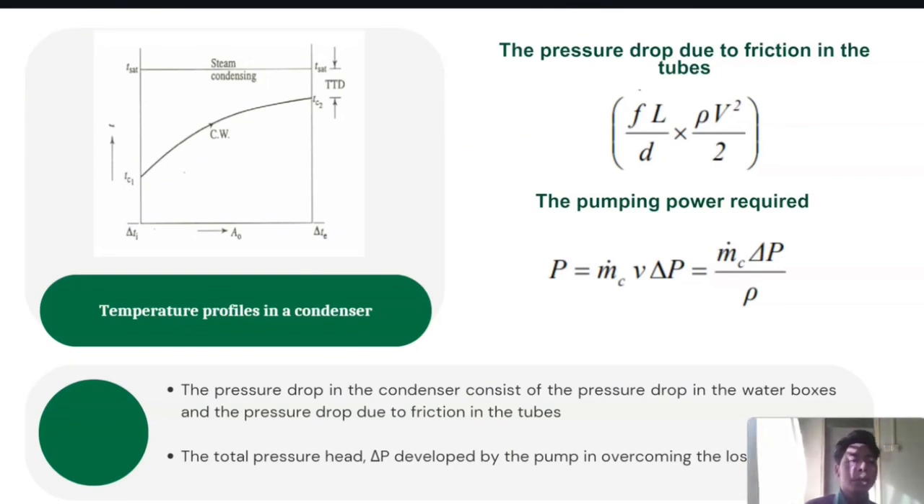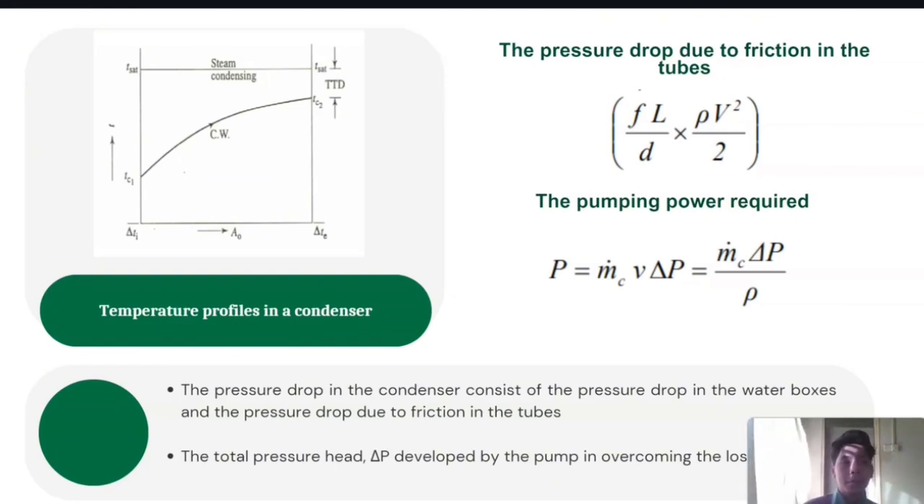As you can see, this formula is derived from the principle of fluid dynamics, specifically the Darcy-Weisbach equation. Moving to the second formula, which is the pumping power required: P equals mass flow rate of condenser times velocity times the pressure difference of the pump, equal to mass flow rate of condenser times pressure difference over density.